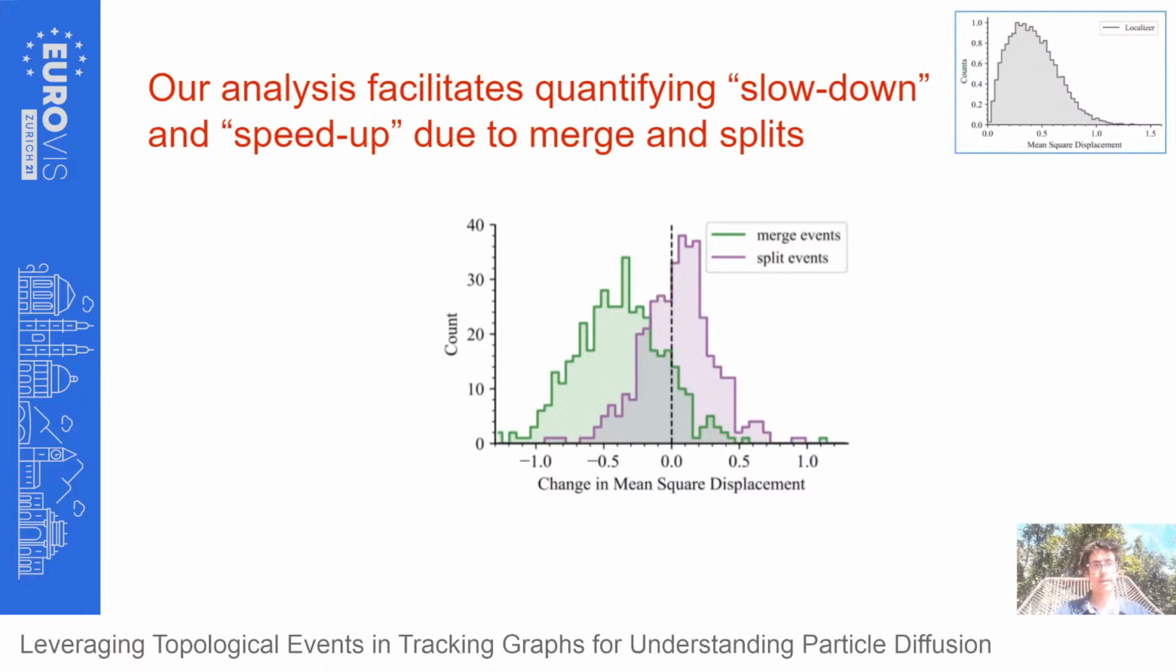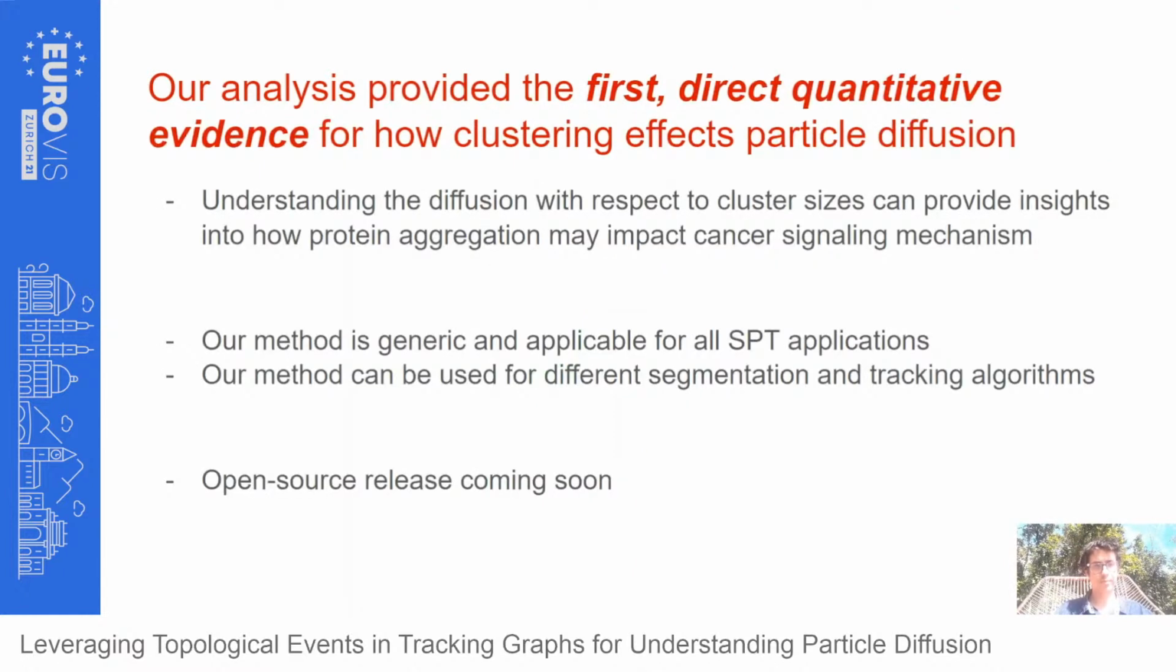Not only do we see these distinct modes in the diffusion, but we can also analyze how the diffusion changes before and after merge and split events. This plot shows the distribution of the change in diffusions before and after merge and split events. Negative values in this distribution mean that the feature slows down after one of these events, and a positive value indicates the diffusion sped up after these events. You can clearly see that the diffusion of particles after they merge slows down. Our analysis provides the first direct evidence that diffusion is correlated to the forming or breaking up of clusters.